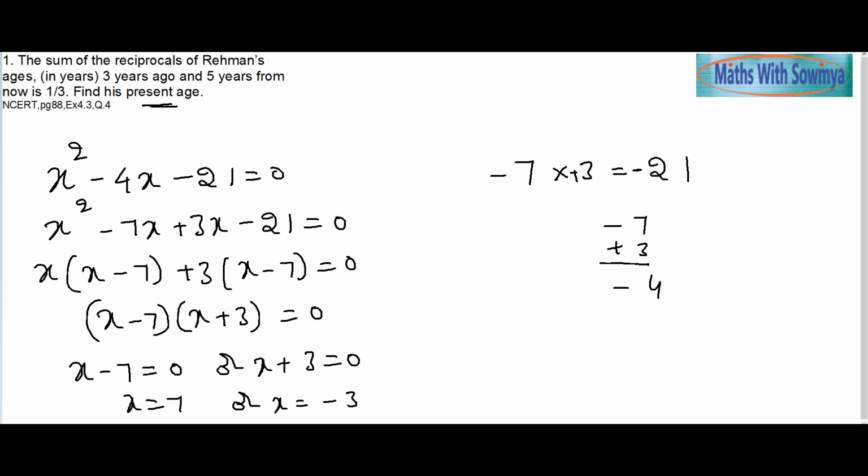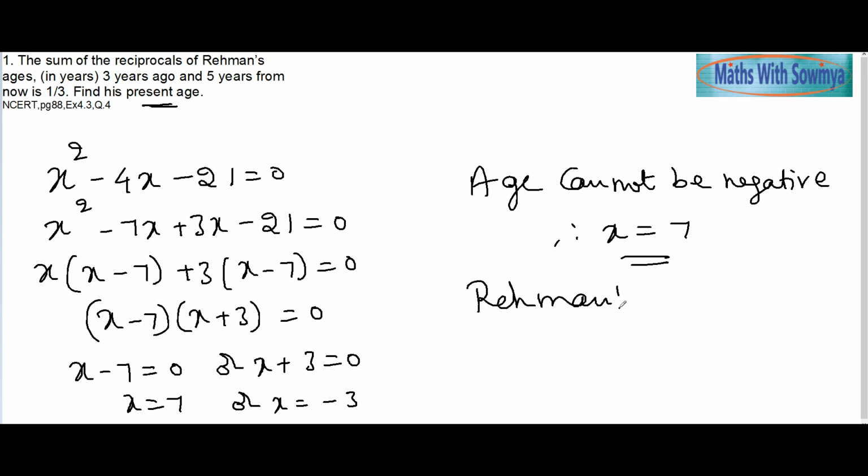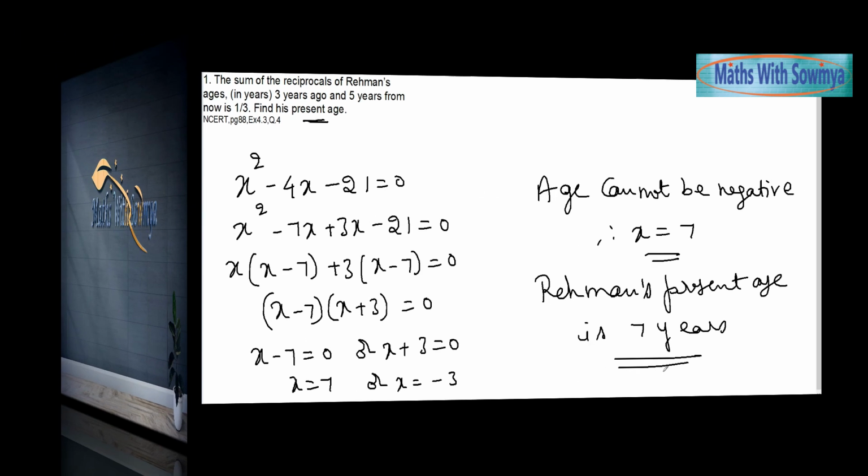Age cannot be negative. So you can write here, age cannot be negative. Therefore X is equal to 7. So we can say here Rehman's present age is 7 years. So all the steps are important.